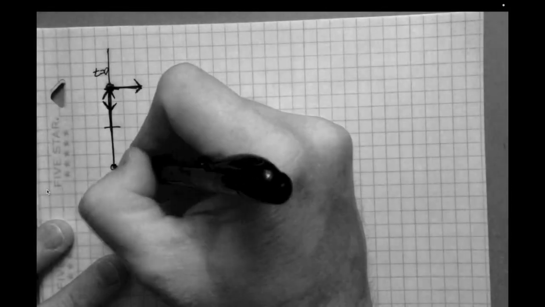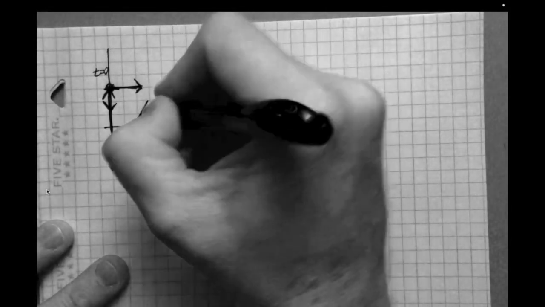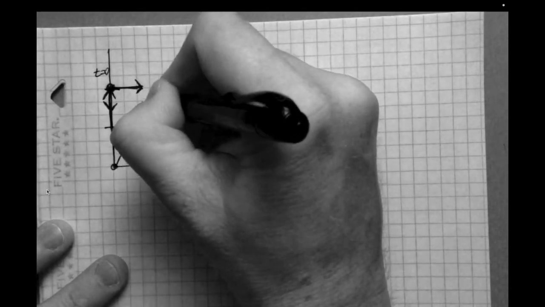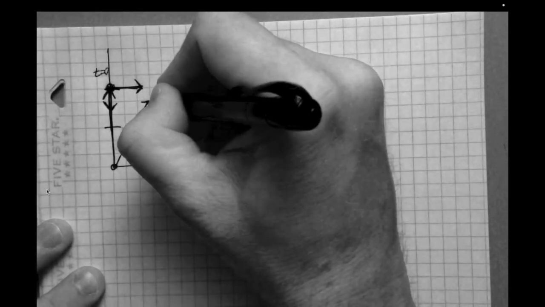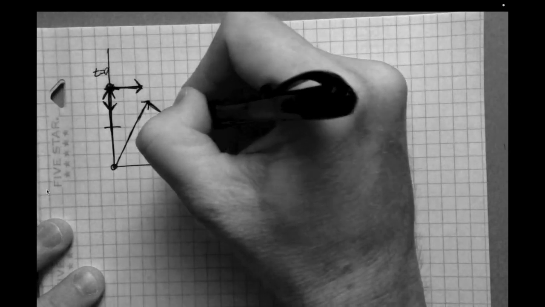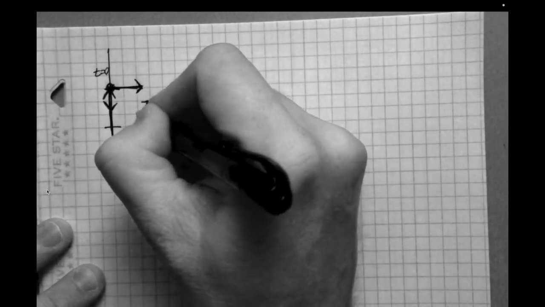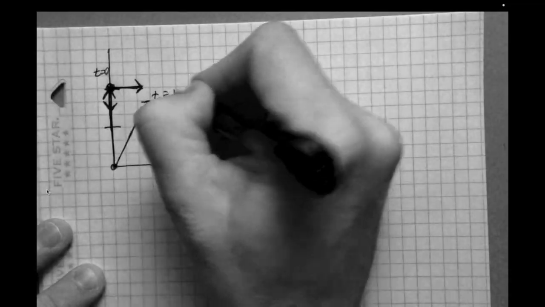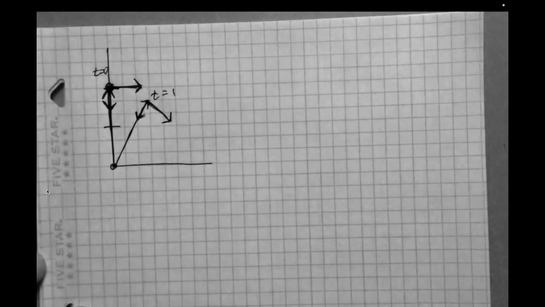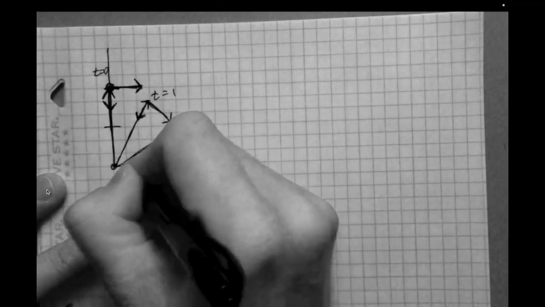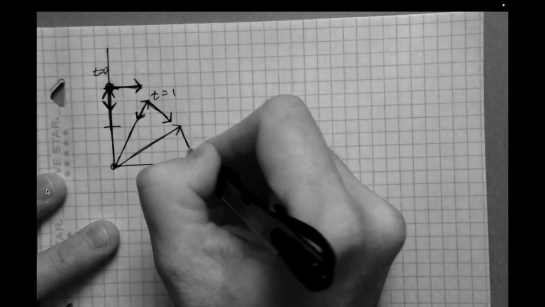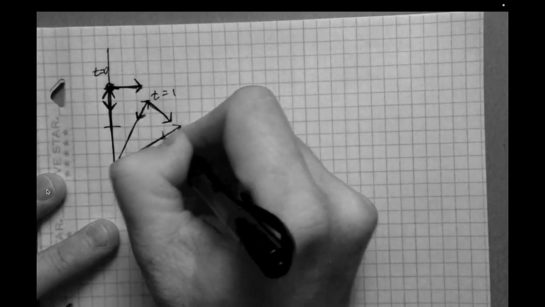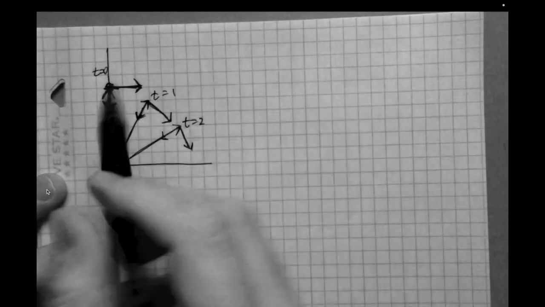Now at t equals 1, it's moved off a ways, off of the axis there. But again, your velocity is perpendicular, and your acceleration is towards the center of the circle. This would be t equals 1. And then further, this would be t equals 2, right?